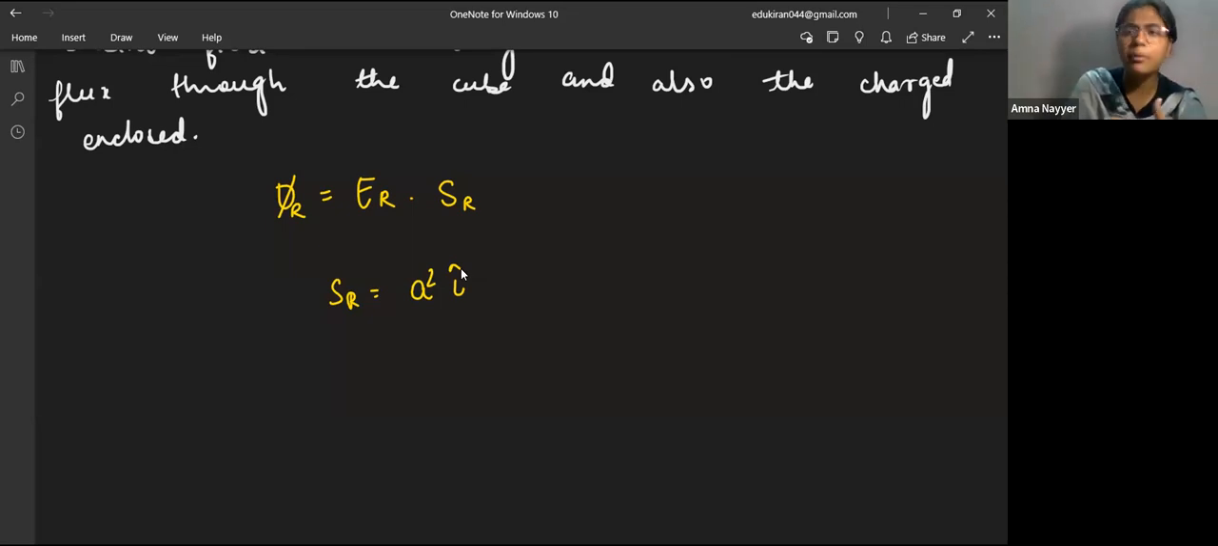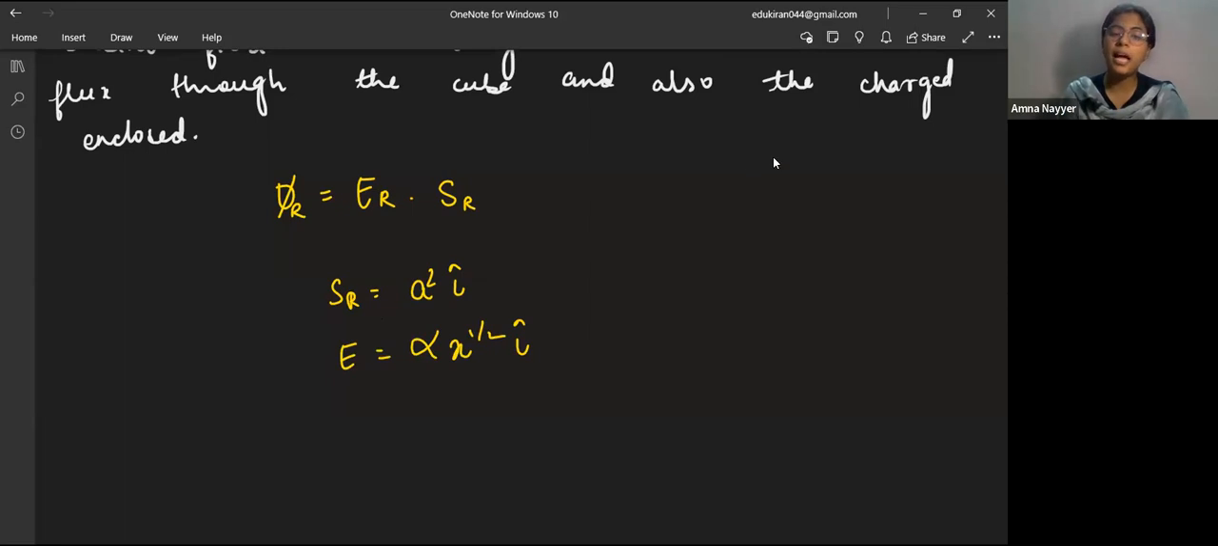Why will you put i cap? Because the area vector is pointing towards the i cap. That is your x-axis, fine? Now, what is the electric field? Electric field is already given, alpha x to the power half i cap. Electric field is already given in the question that this is along i cap.